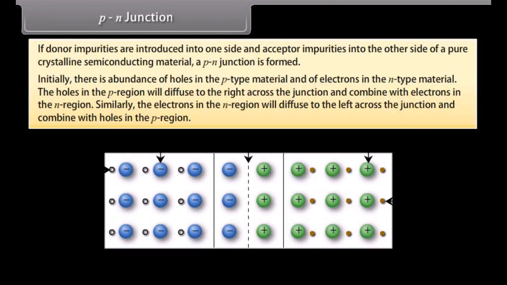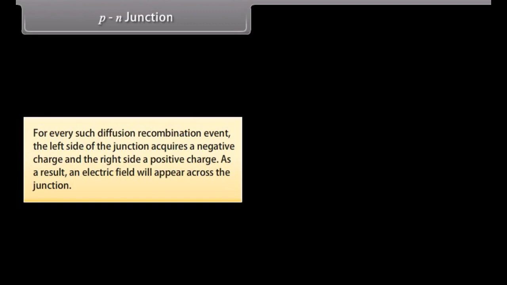The holes in the p region will diffuse to the right across the junction and combine with electrons in the n region. Similarly, the electrons in the n region will diffuse to the left across the junction and combine with the holes in the p region. For every such diffusion recombination event, the left side of the junction acquires a negative charge and the right side a positive charge. As a result, an electric field will appear across the junction. Since the region of the junction is depleted of mobile charges, it is called the depletion region or the space charge region.